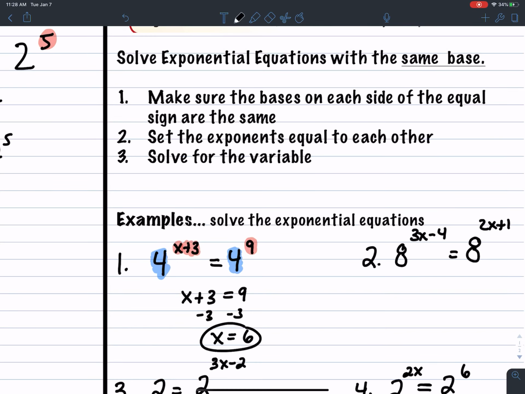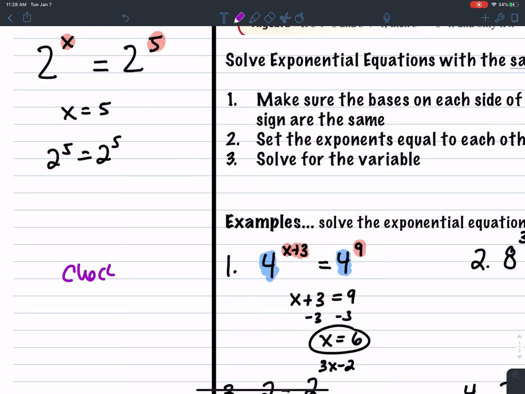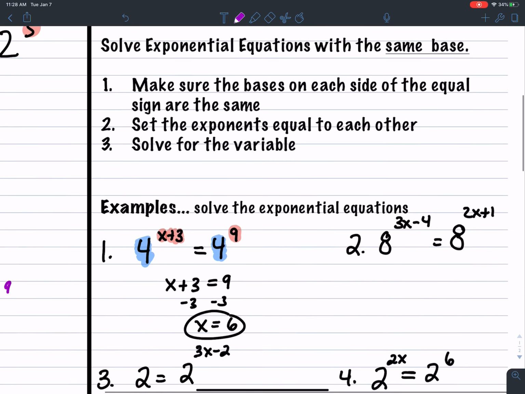So in other words, if I substituted that back in to check, we'll check 4 to the 6 plus 3, is that equal to 4 to the 9th? And of course 4 to the 9th is equal to 4 to the 9th. So let's do a few more. So I look at number 2.